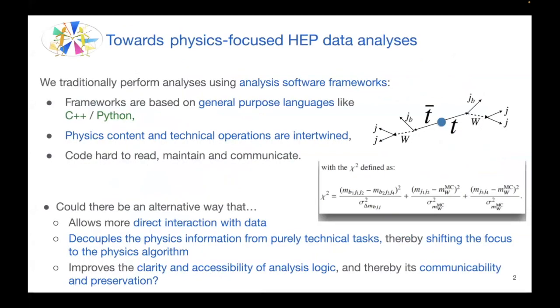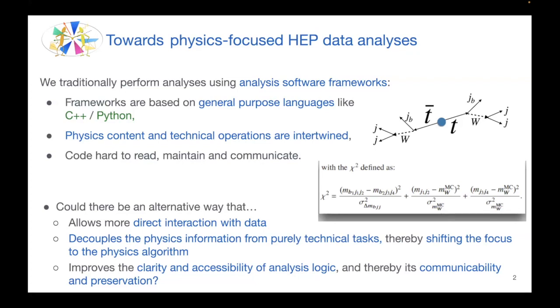This will be a brief presentation, 10 minutes, 15 tops, just to bring everybody to the same level. Obviously, this is a problem that we are trying to solve related to particle physics analysis, especially when we have complicated final states that require a lot of computing, chi-square minimization, etc. Traditionally, we solve this kind of problem using general-purpose languages, C++, Python these days, which brings the problem that the physics content and the technical operations are intertwined.